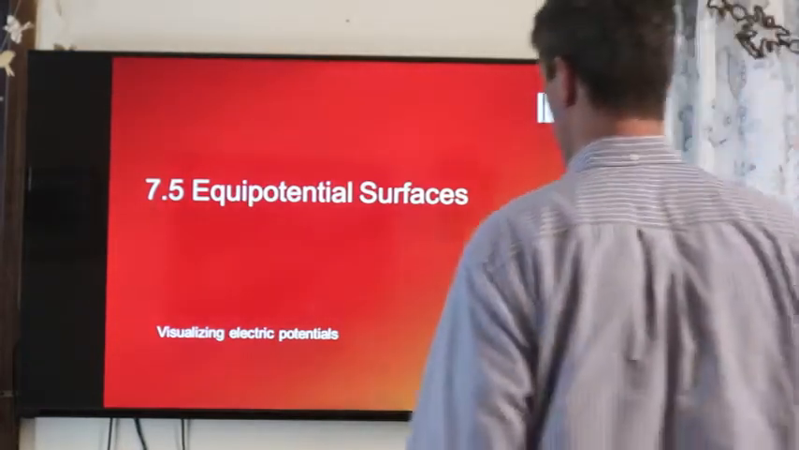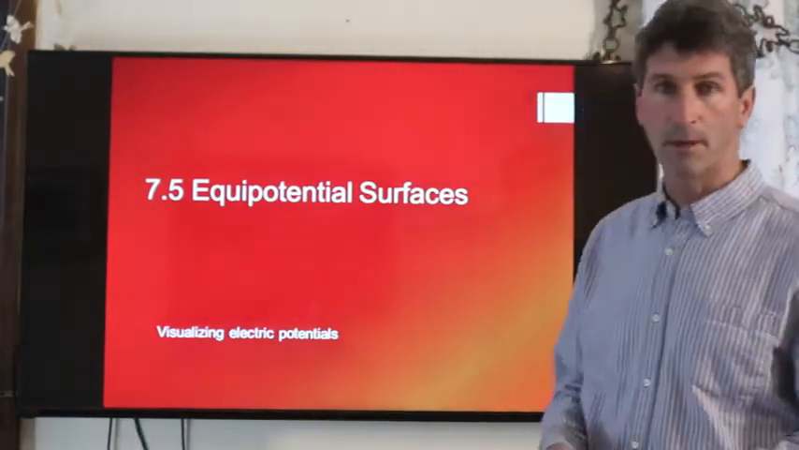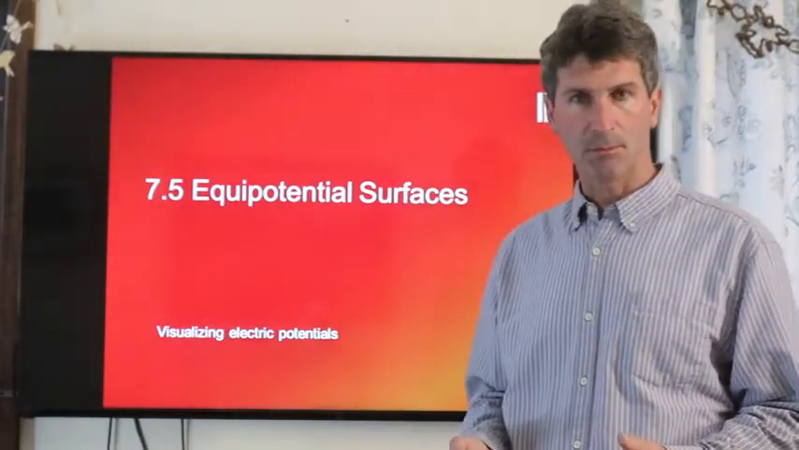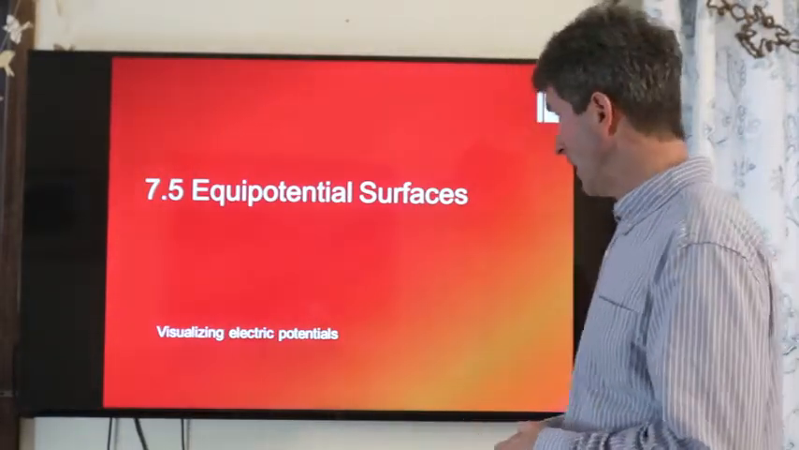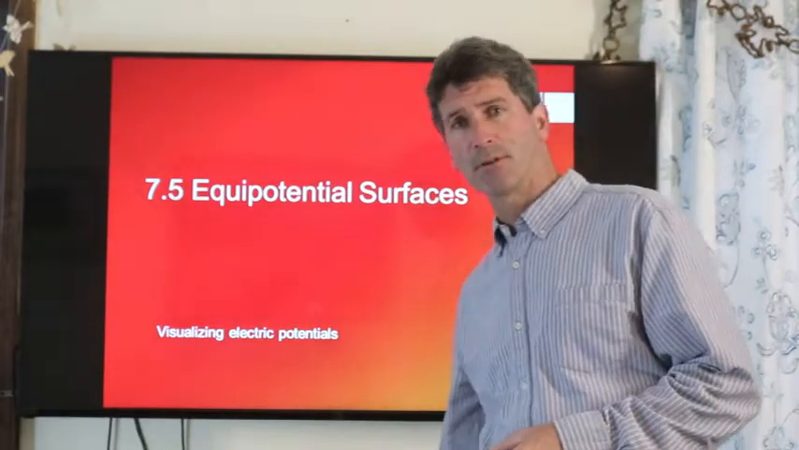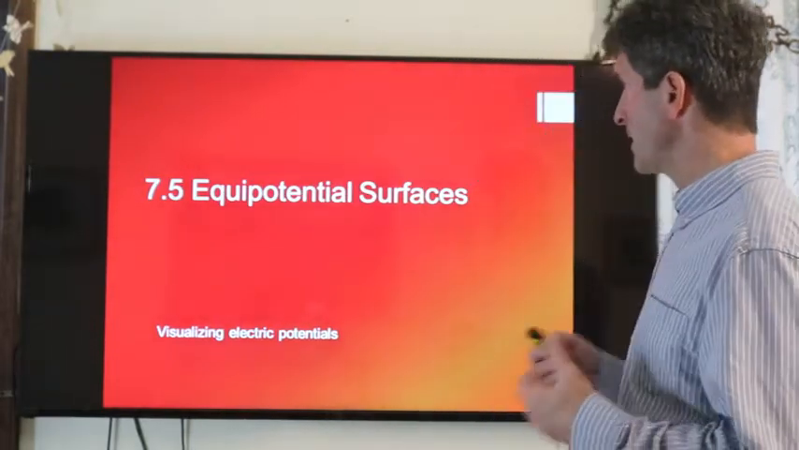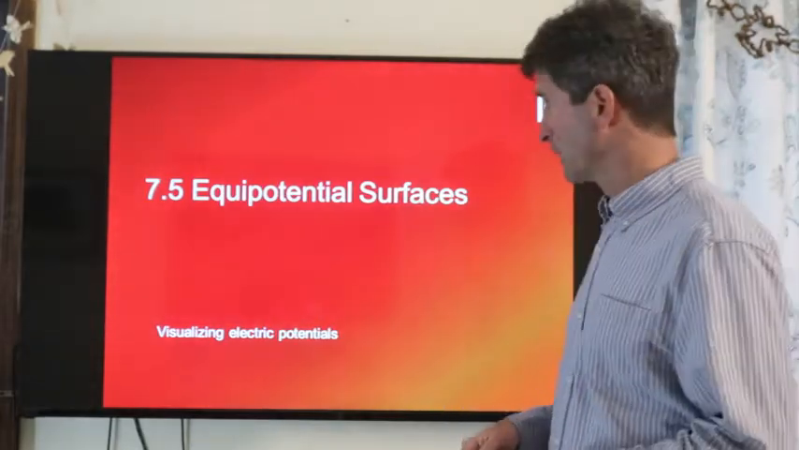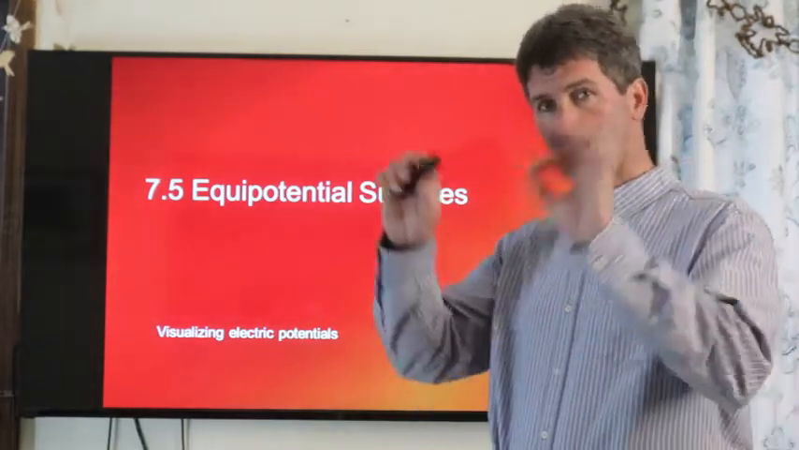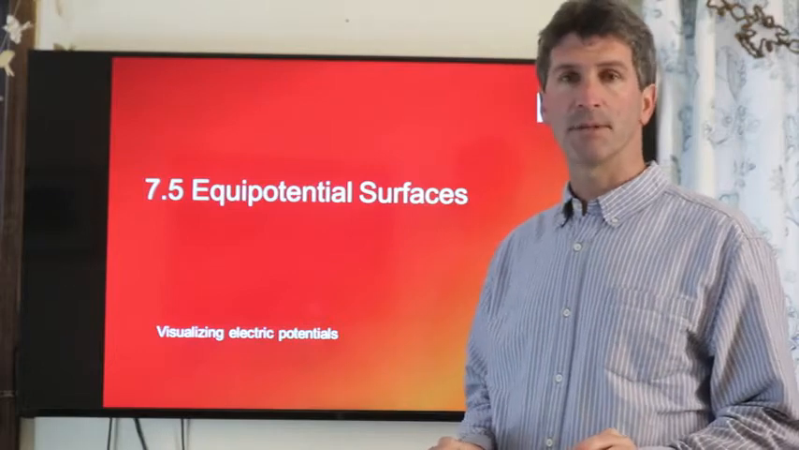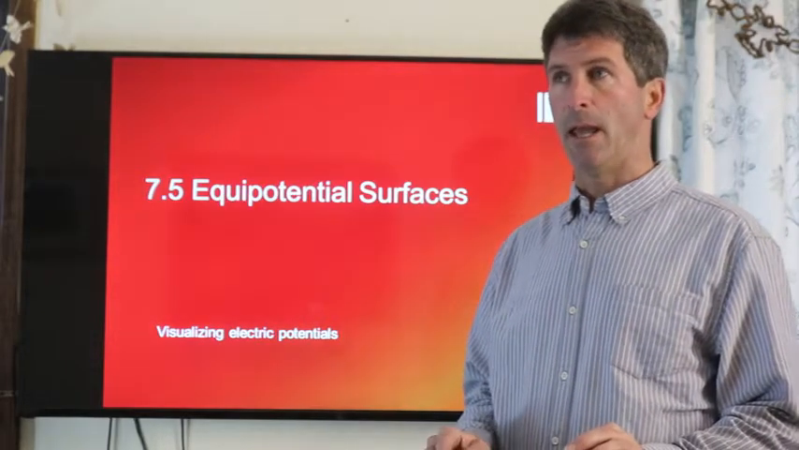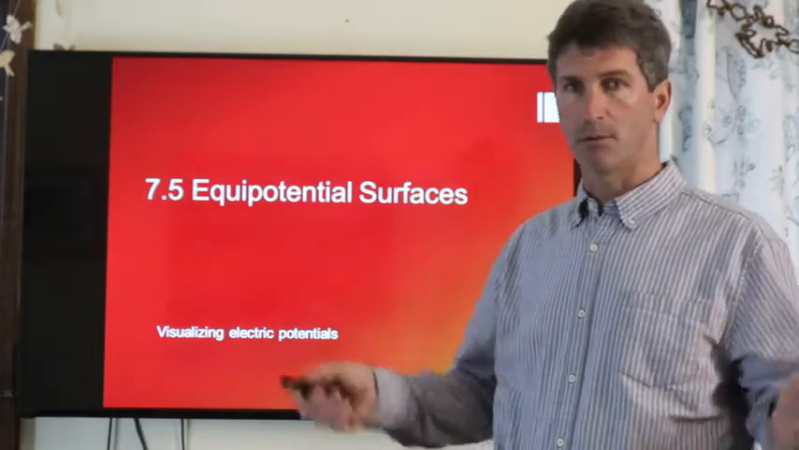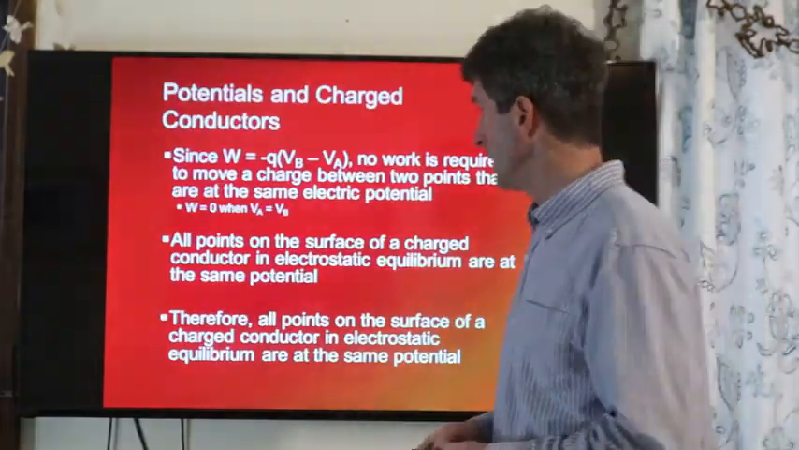Okay, equipotential surfaces. Here we're going to try to visualize what the electric potential profile looks like around different charged objects. Basically, equi means equal, potential talking about voltage. We're going to look at surfaces around a particular charged object, and these are surfaces that represent all the same potential, 10 volts, 100 volts, whatever that might be.